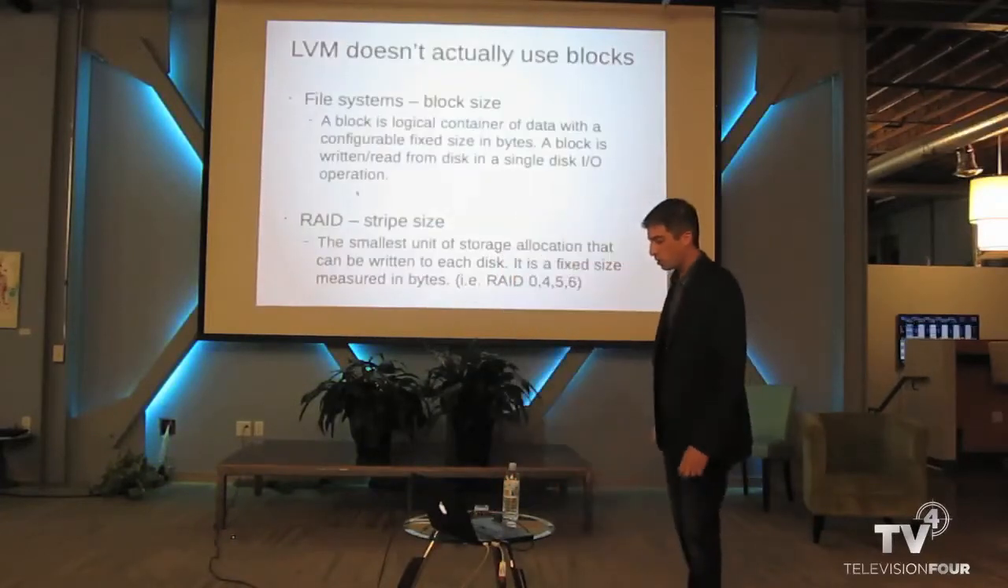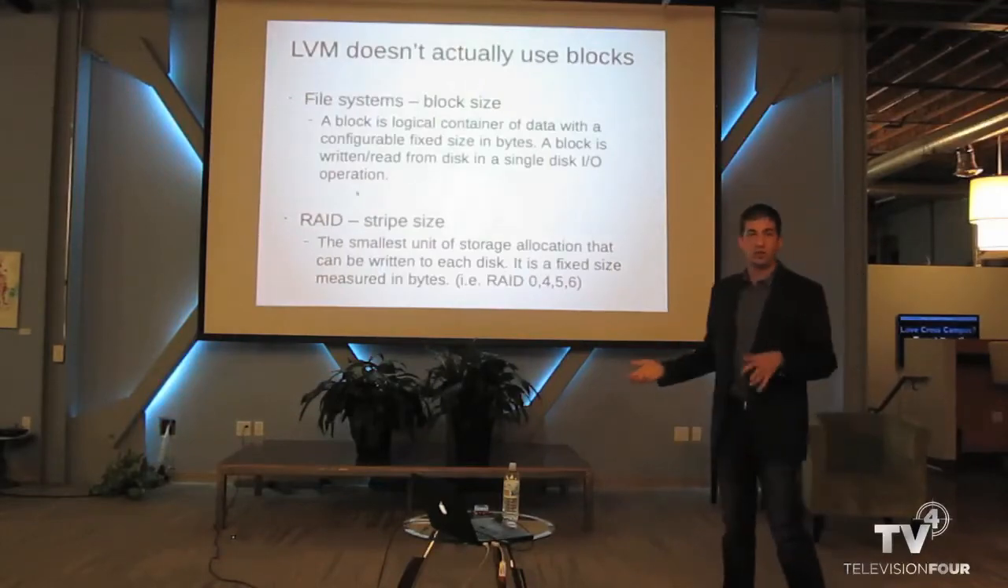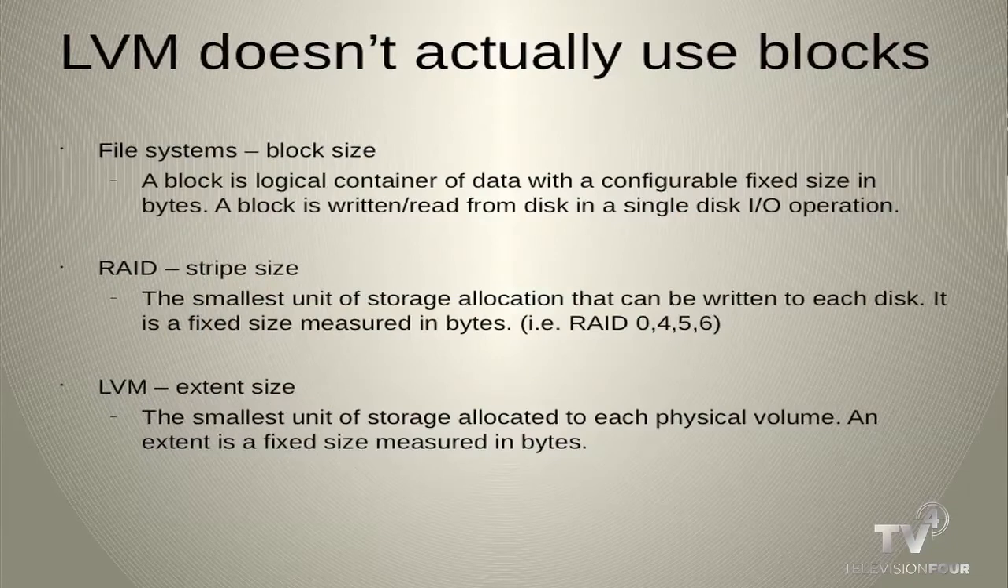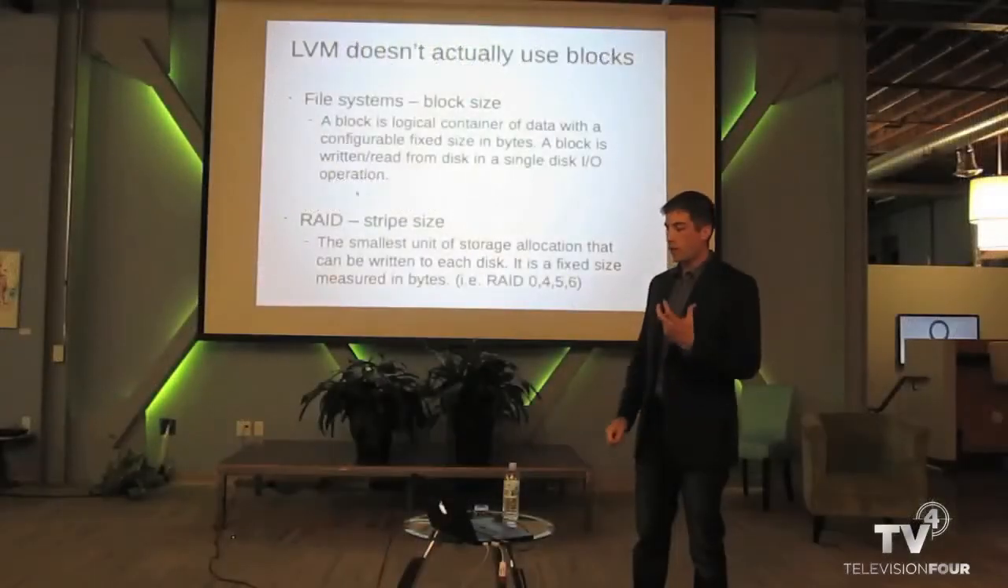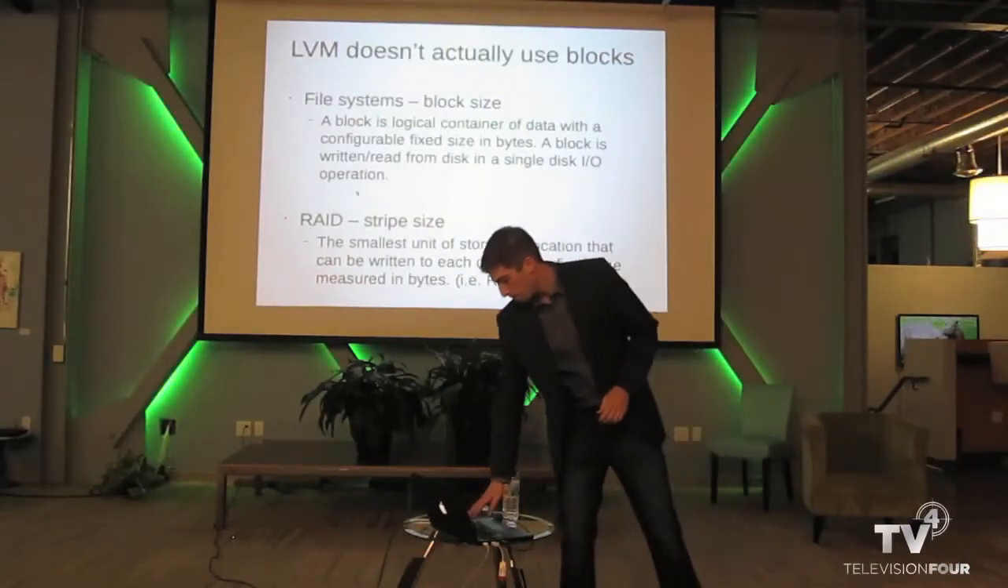So just a little note, looks like we're losing some stuff here. It's cut off. LVM doesn't actually use blocks. I don't want to talk too much about LVM. LVMs actually use an extent size. It's actually getting cut off on the bottom here. File systems use a block size. When we're talking about RAID, we use stripe size. And LVM actually uses something called an extent, which is being lost here, but that's okay.